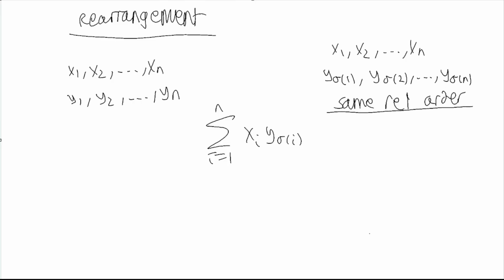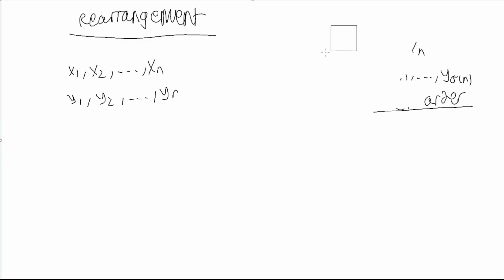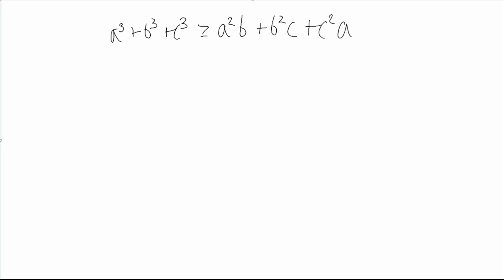And that's the rearrangement inequality. So it's nothing super, super hard, and it's incredibly intuitive. But to see how powerful it can be, let's go back to our example from earlier. That is, a cubed plus b cubed plus c cubed is greater than or equal to a squared b plus b squared c plus c squared a.